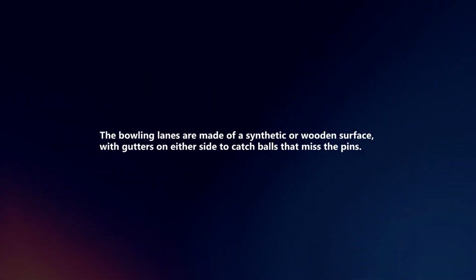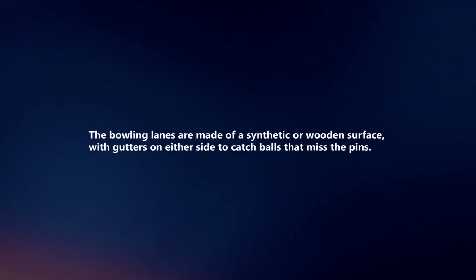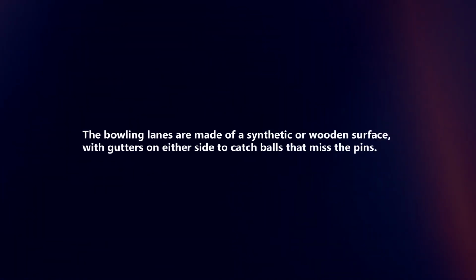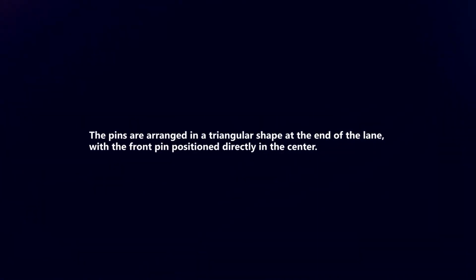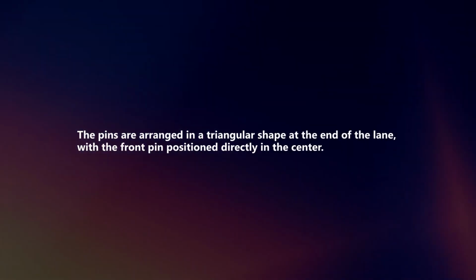The bowling lanes are made of a synthetic or wooden surface with gutters on either side to catch balls that miss the pins. The pins are arranged in a triangular shape at the end of the lane, with the front pin positioned directly in the center.